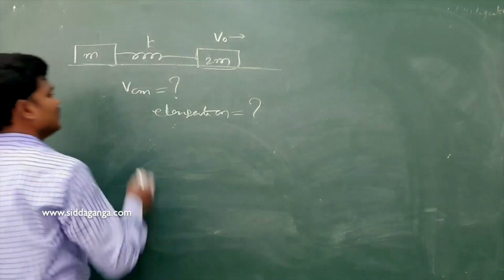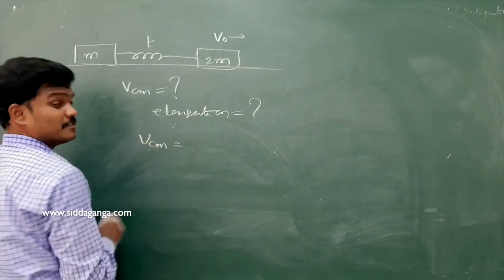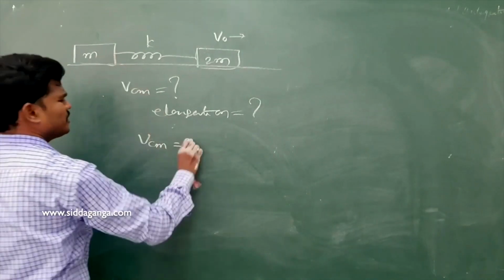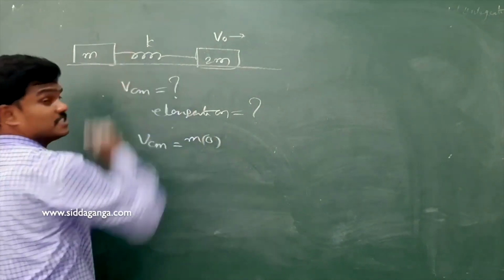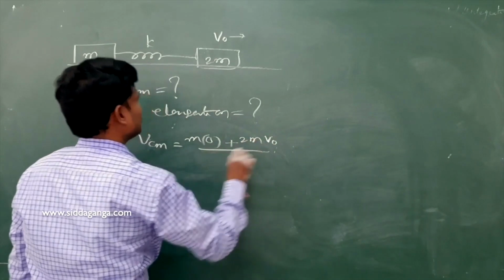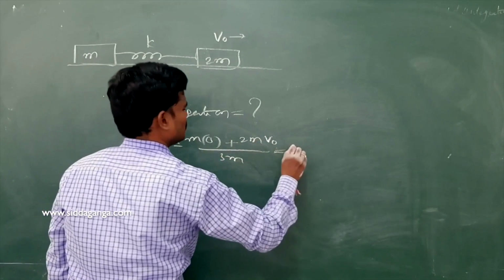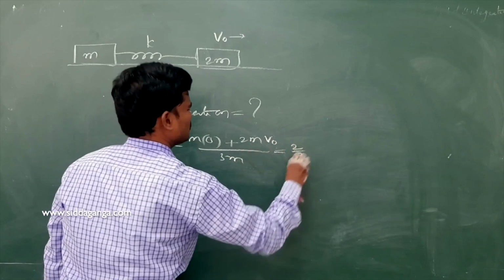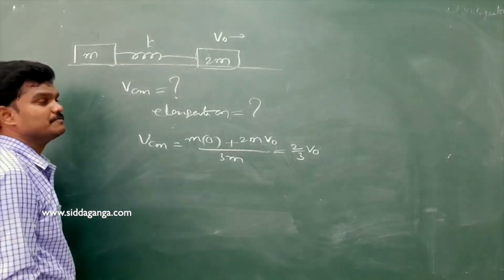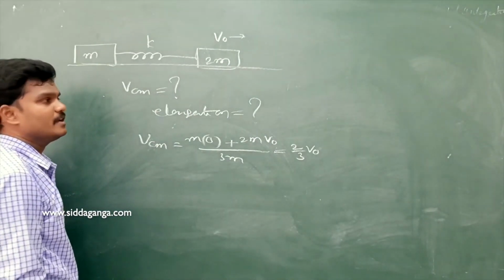To find the velocity of the center of mass, m1 v1 plus m2 v2 by m1 plus m2. m1 v1, so m into, this one has no velocity given. m2, 2m into v naught by 3m. So m gets cancelled, 2 by 3 v naught. So 2 by 3 v naught is the velocity of the center of mass.